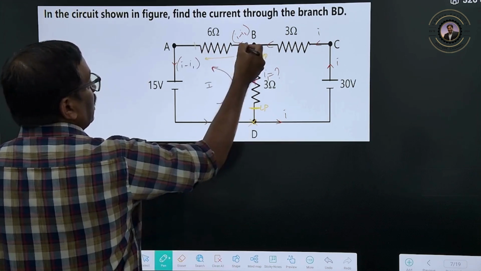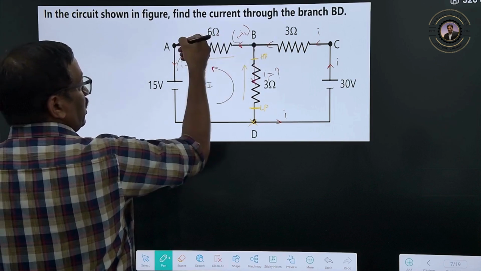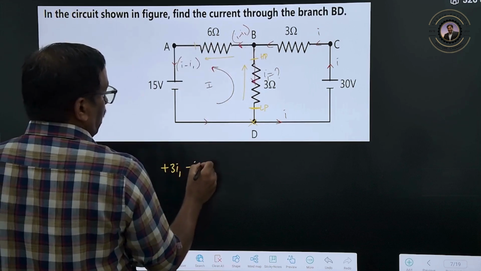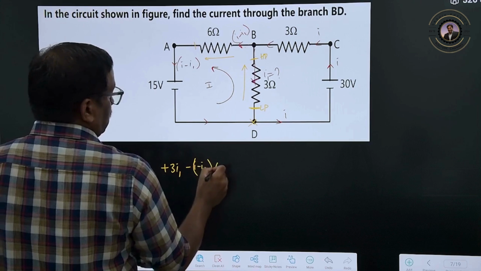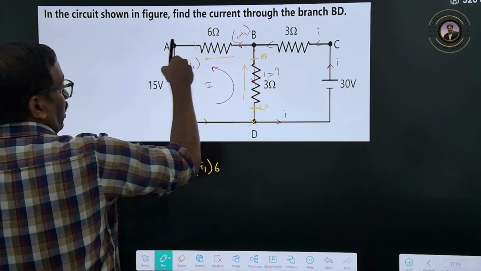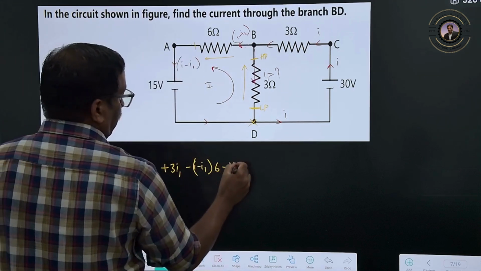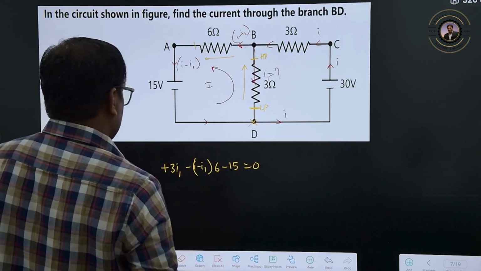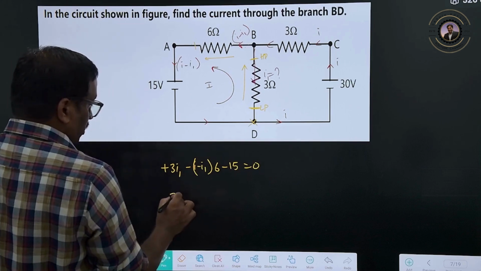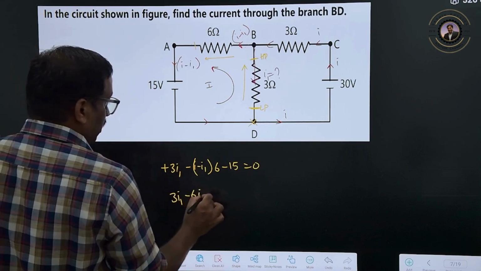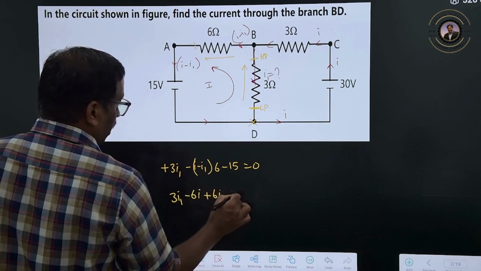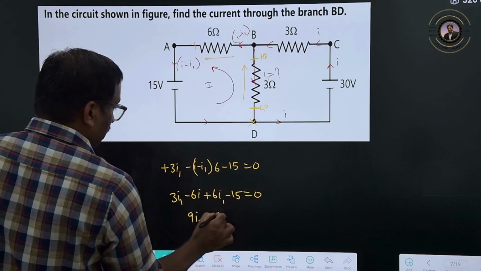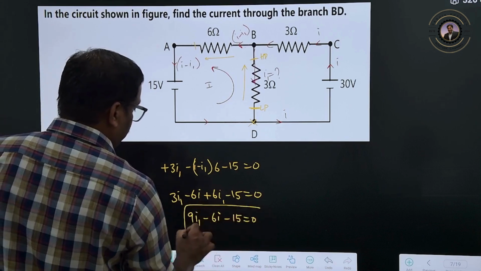Now I am going from here to here. So here the current is going from higher to lower. Current is going in this direction, higher to lower. I am going from higher to lower, means decrease. So minus I1 into 6. Now I am going from the bigger terminal to the lower terminal, minus 15. There is nothing else, this is 0. Clear? So we can simplify this one. Therefore 3I1 minus 6I1 minus 6I minus 15 is equal to 0. So therefore 9I1 minus 6I minus 15 is equal to 0.